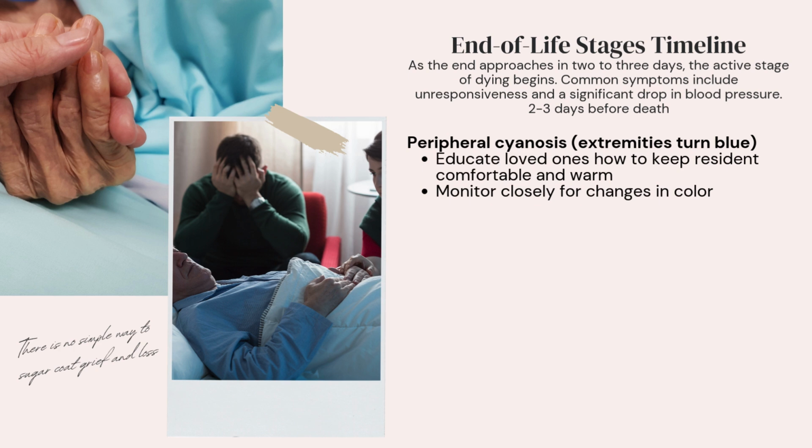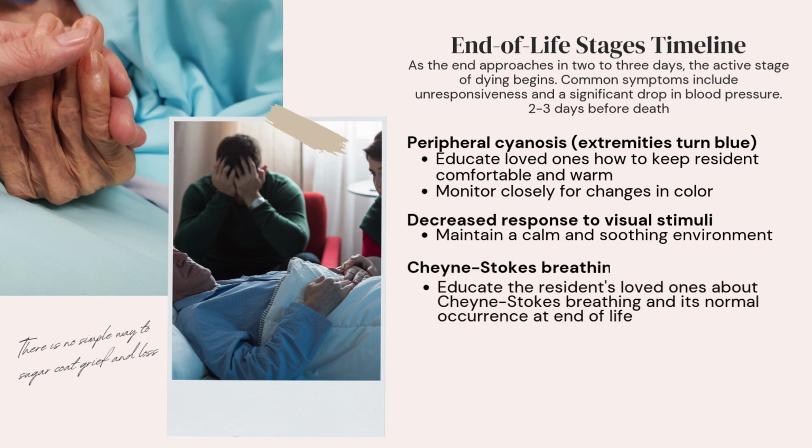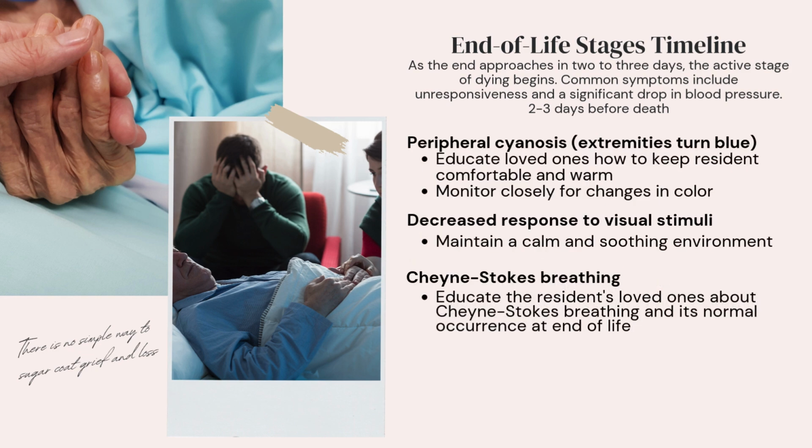The resident may experience a decreased response to visual stimuli, so it is important to maintain a calm and soothing environment. You might notice a resident's breathing pattern is characterized by alternating periods of deep, heavy breathing, shallow breathing, and apnea, or no breathing. This is called Cheyne-Stokes breathing. Educate the resident's loved ones about Cheyne-Stokes breathing and its normal occurrence at end of life. A resident's doctor may consider opioid use for managing this condition.